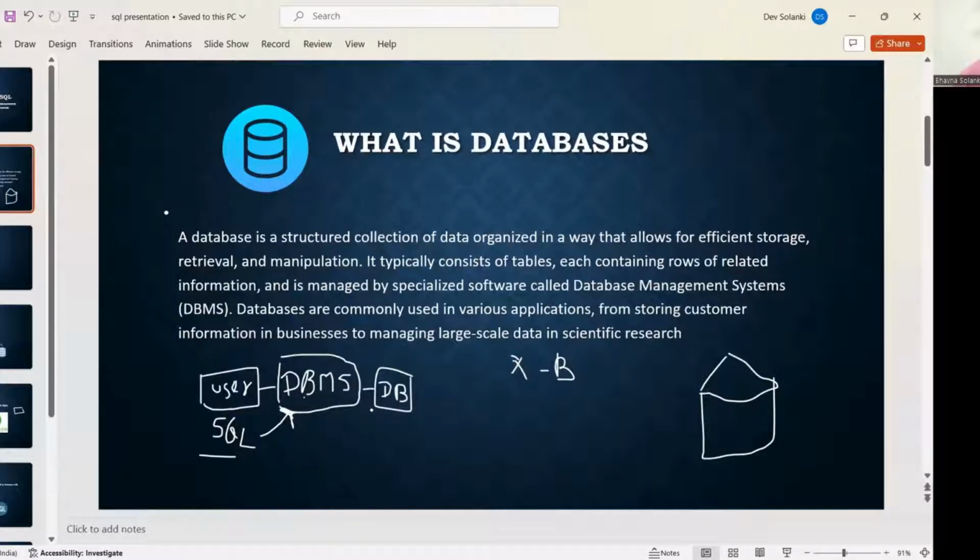If he wants to search any data from the database, or read any data, or delete an Instagram account or something, he needs one system which can work on behalf of the database. That system is known as a database management system. It is managed by special software called a database management system. Databases are commonly used in various applications, from storing customer information in businesses to managing large-scale data in scientific research.